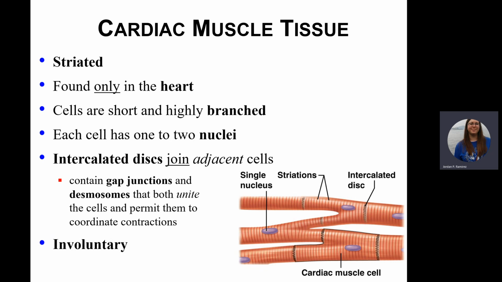Cardiac muscle tissue, however, does have very specific junctions. These are called intercalated discs. They're going to be joining one cardiac cell to another, and to another, and to another. These are basically specialized gap junctions and desmosomes that allow the heart to contract and function as a whole. So it helps to coordinate their contractions.